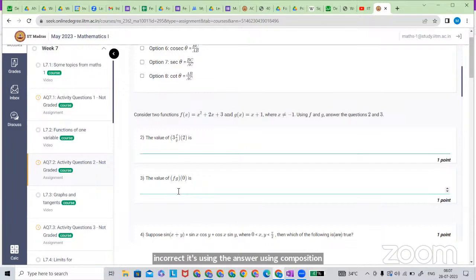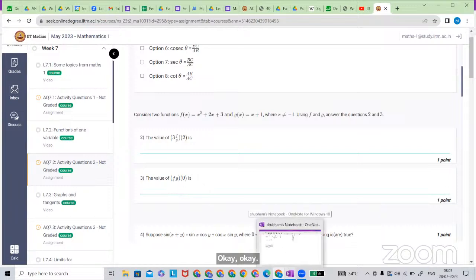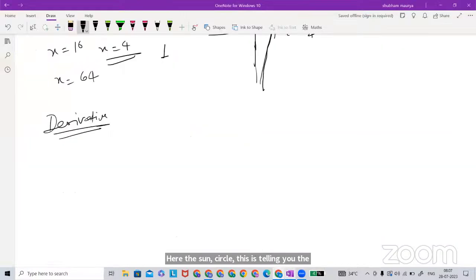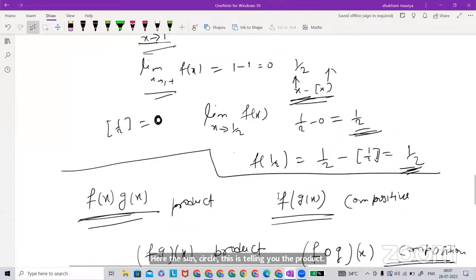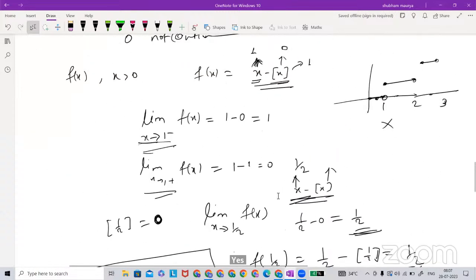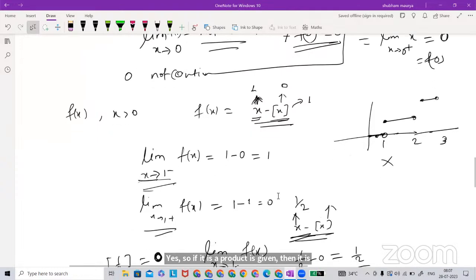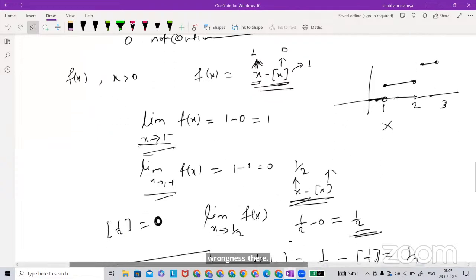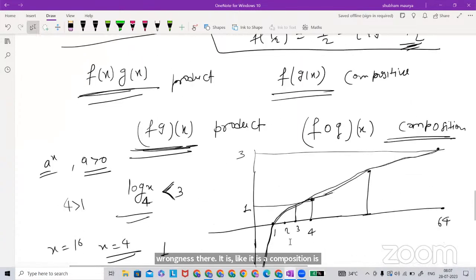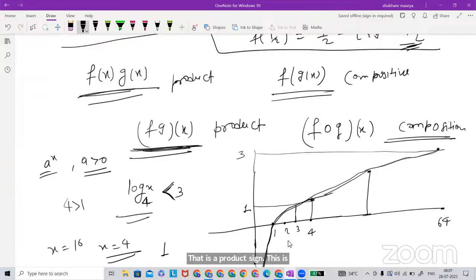Okay. Here in between, the circle will be there. Without that, it is not correct. This is telling you of the product. If a product is given where a composition is expected, then it is wrong, and the same if a composition is given. That is a product sign. Yeah, this is a product. Yes, sir. Thank you, sir.